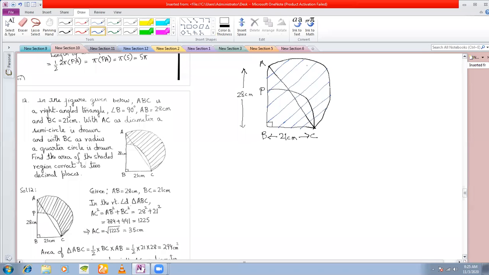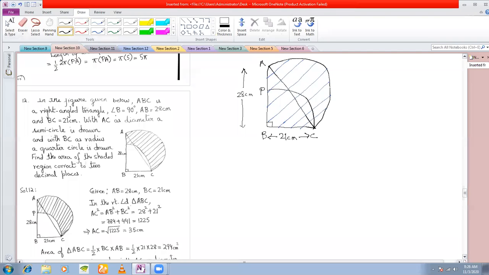Sir, area of the semicircle and triangle plus quadrant. Not quadrant. Area of the triangle plus area of the semicircle. Yes, sir. Not quadrant. Okay, right? So area of the entire figure is area of this triangle ABC, the right angle triangle that you can see, plus the area of the semicircle with AC as diameter.